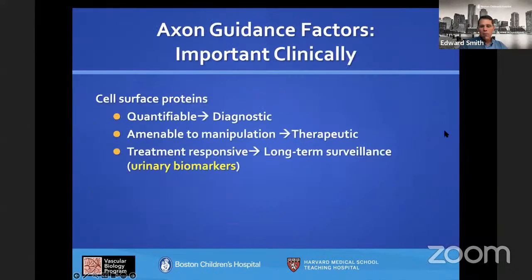And so what I want to show you here is that this science stuff might be important because when the scientist sees a molecule that's quantifiable, the physician sees something that might be diagnostic, a tool. When the scientist sees something they can manipulate in a petri dish, we see an option for a therapy, a drug. And we showed that before with the ROCK inhibitors, for example. And then lastly, if you can see a response to changing these things, this might help us with long-term surveillance. For example, I've talked in the past about the idea of urinary biomarkers.